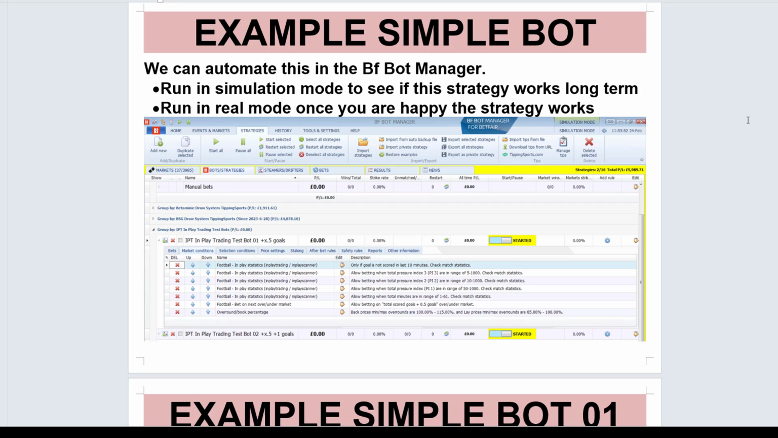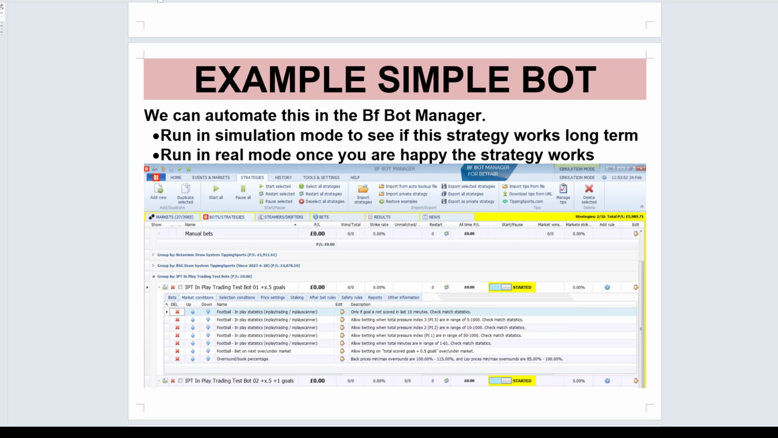And you can run that in simulation mode just to see if this strategy works long term, see if it produces anywhere near a profit. And then if it seems to be working, you can switch to running it in real mode. So it's a great way to keep track of different ideas based on the in-play trading data. In some of my later videos, I'm going to have a look at trying to turn the more complicated in-play trading methods and see if we can automate those, which I think we might be able to do for some of them.